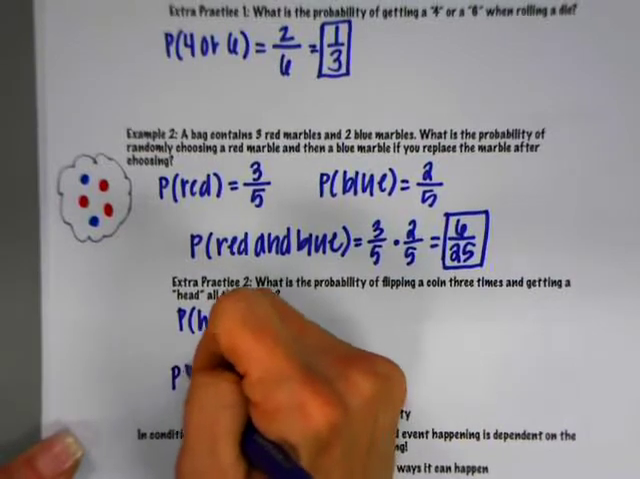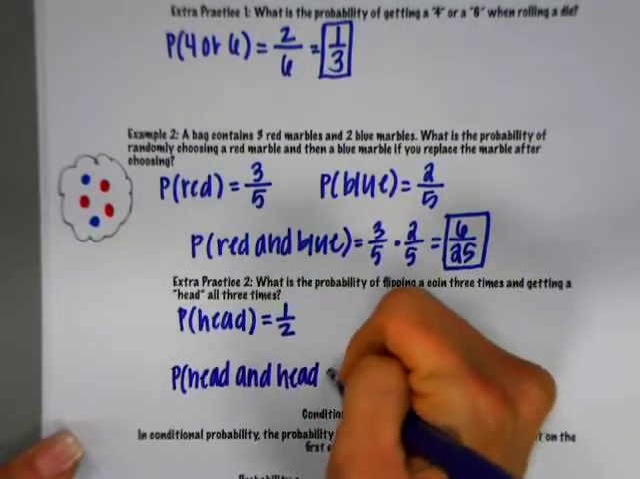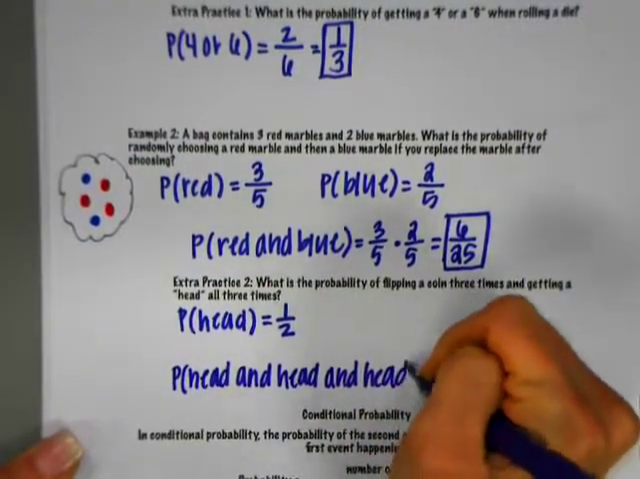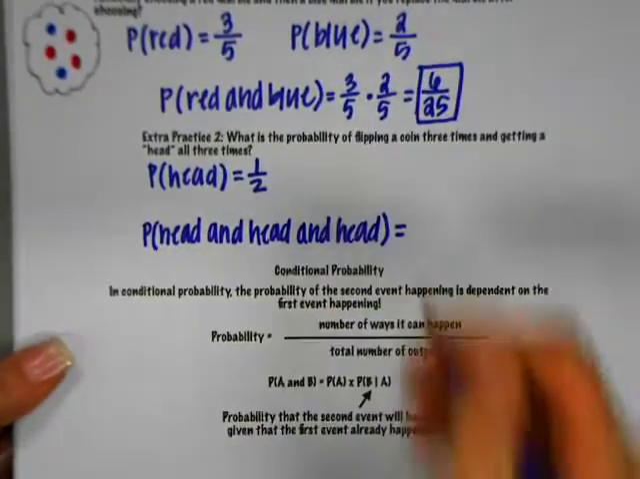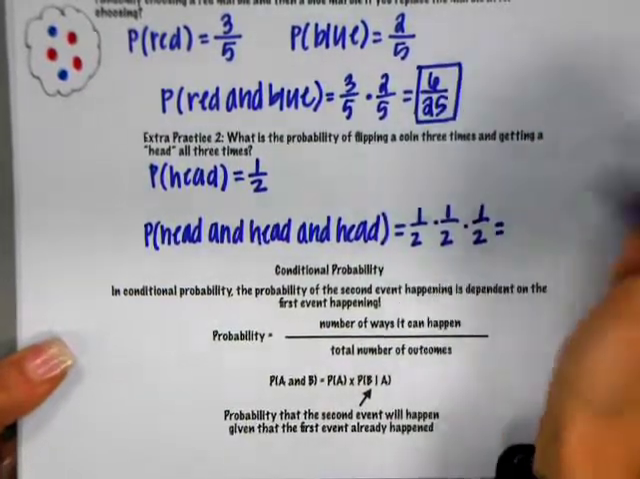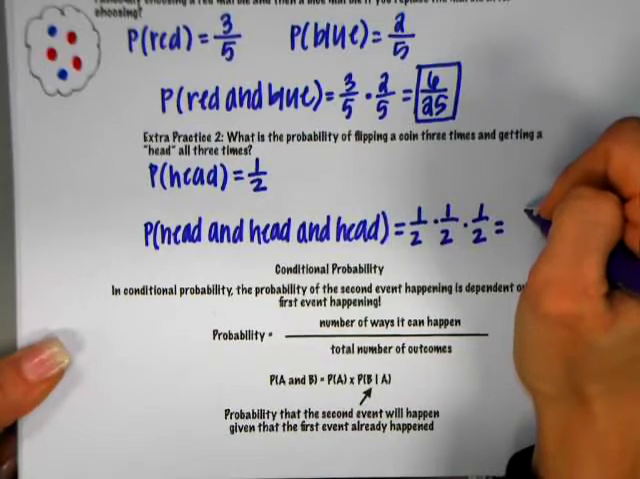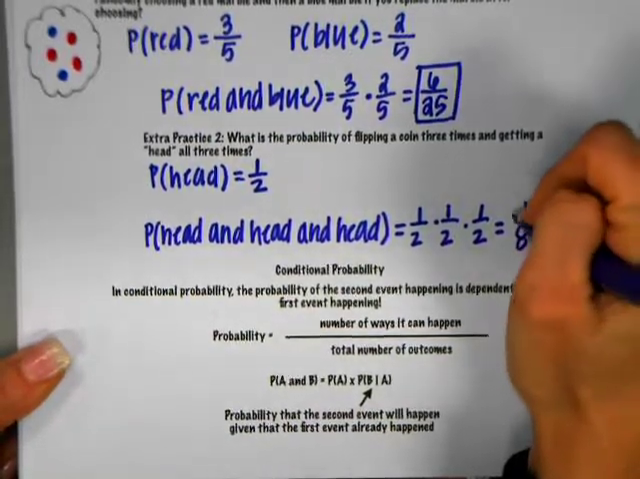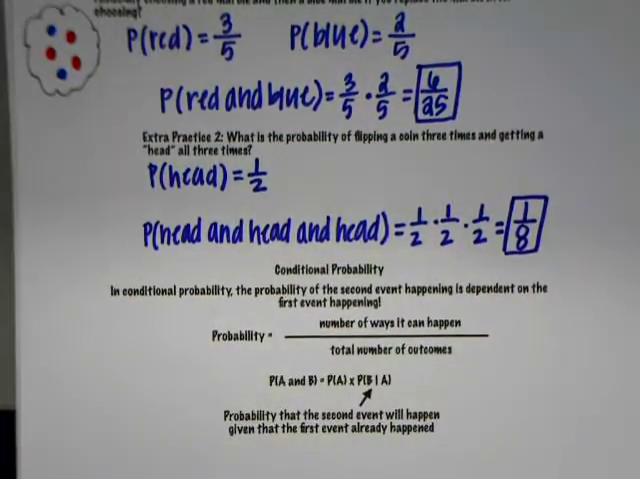So now we want the probability of getting heads, and then heads again, and heads again. You're going to do 1 half times 1 half times 1 half, and that's going to equal what? 1/8. Does that make sense? You just multiply all 3.